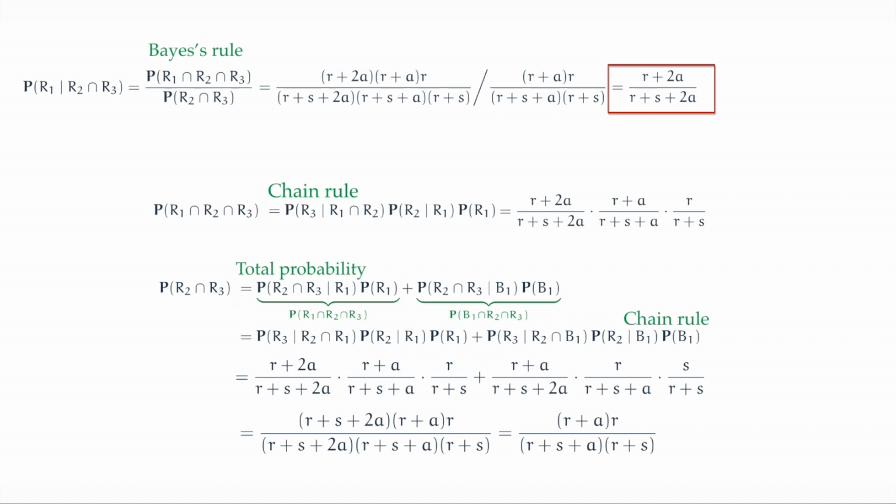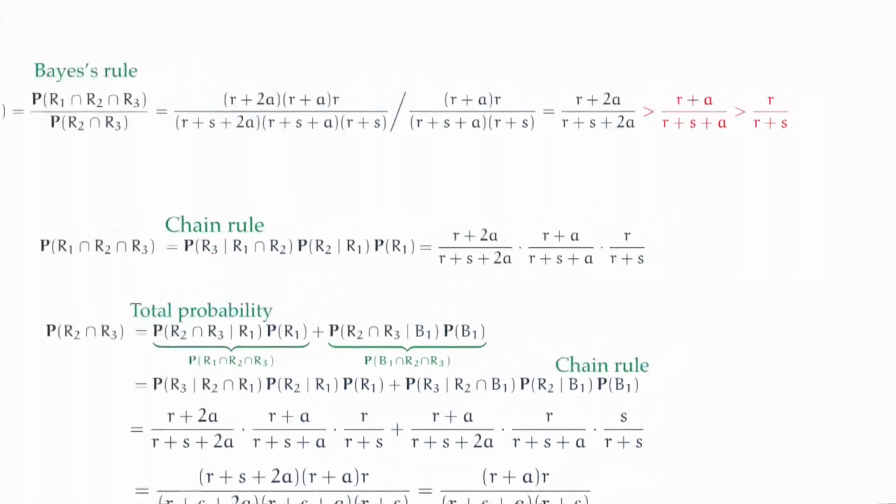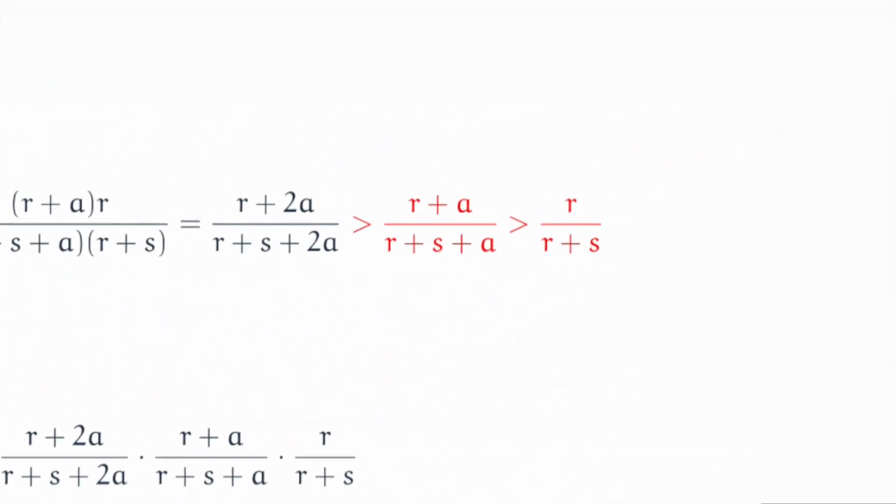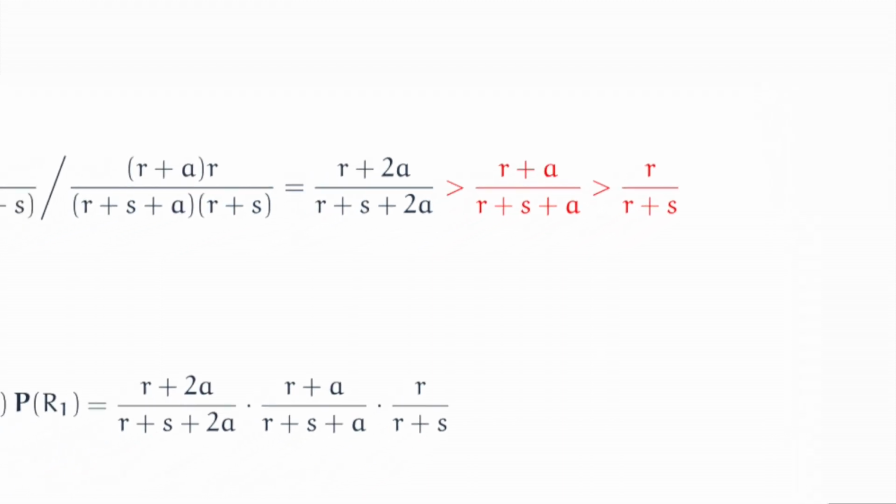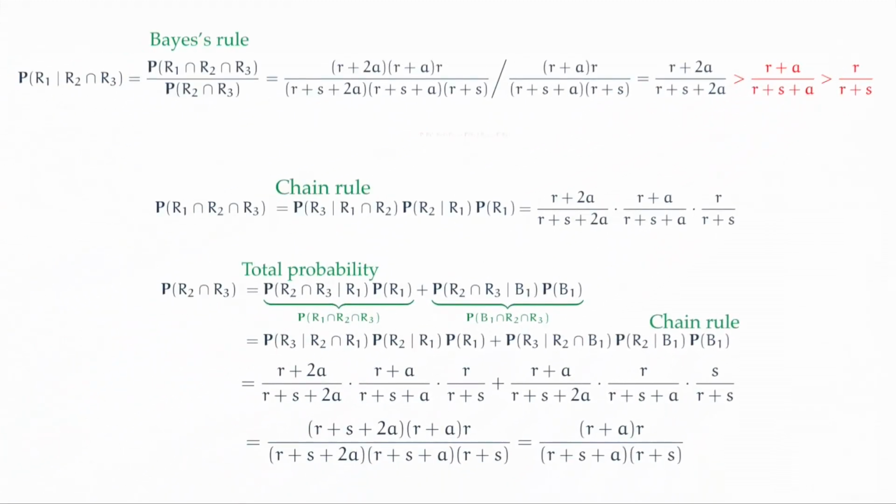We should pause now and take a look at what we already know. We observe that this fraction is strictly larger than r plus a over r plus s plus a, which in turn is strictly larger than r over r plus s, and this is done by simply clearing the denominator and comparing terms. And so we've obtained, again, a reinforcement of this Laplacian idea. The conditional probability of a red ball in the first draw, given that the next two balls drawn are red, is larger than the conditional probability of a red ball, given that the next ball drawn is red, which is larger than the probability of drawing a red ball in the first case.